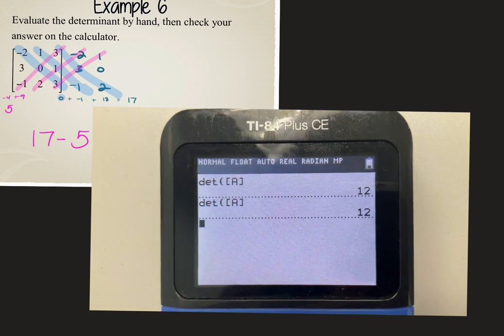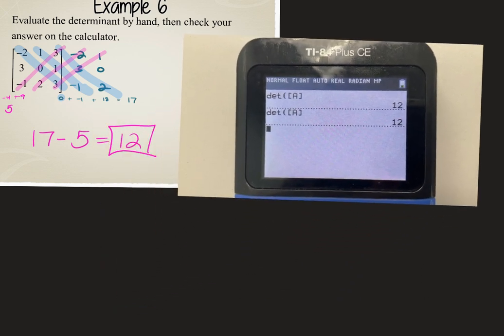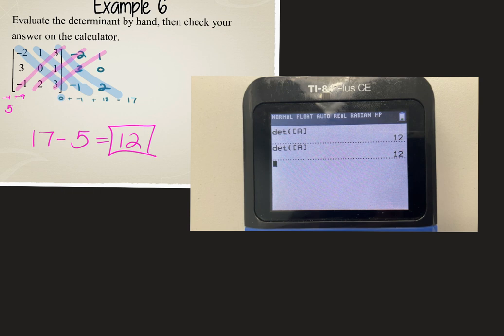There is a question on the homework that gives you decimals in your matrix, but it says use a graphing utility to find the determinant. So you are using the graphing utility. You don't have to do both. Negative 10.